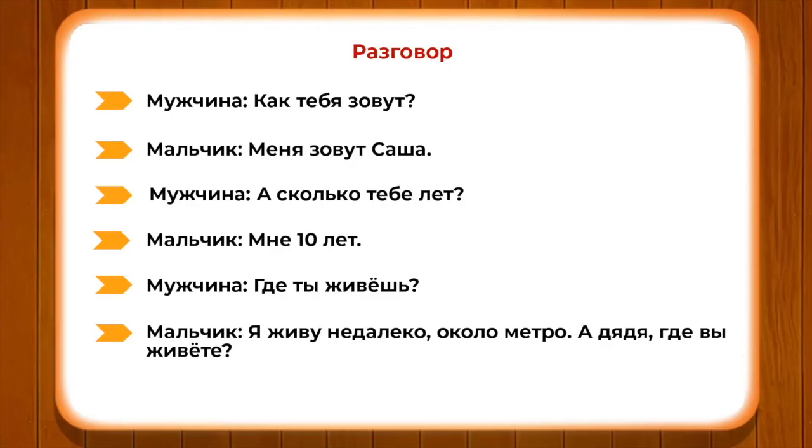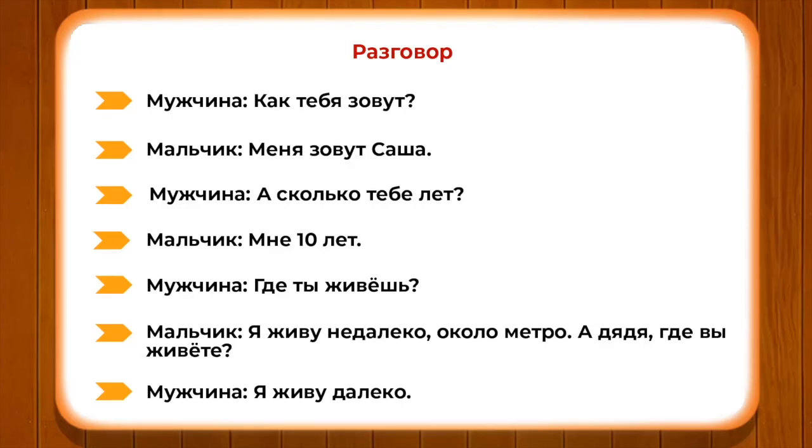So, мальчик is replying, я живу недалеко, около метро. So, around the metro. A дядя, he is referring to the man as дядя. We have learned that дядя means uncle. Где вы живете? So, he is replacing it with вы. Дядя, вы. With respect, he is asking, где вы живете? That is why the construction changed. Мужчина, the man, is answering, я живу далеко. I live far.